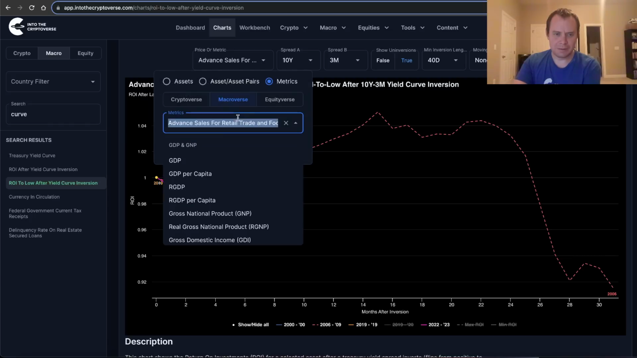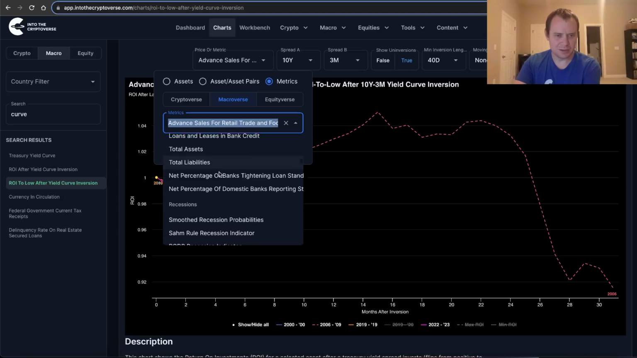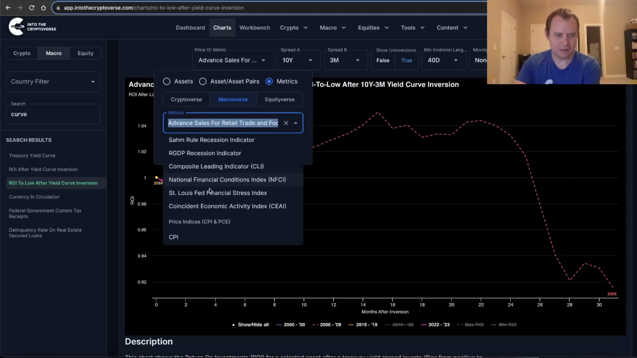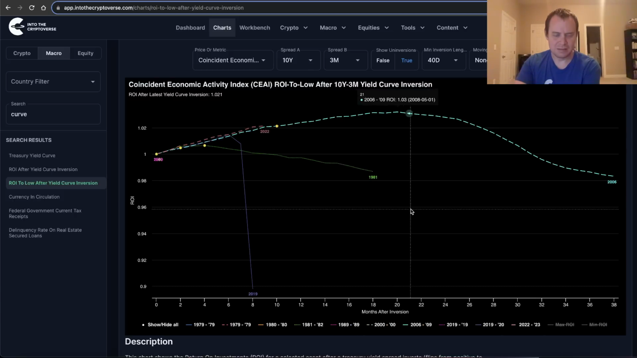We could maybe look at a couple others. We have been going for a little while now, so I don't want to go too much longer because I imagine you probably want to go do something else. Let's look at the Coincident Economic Activity Index and compare that to prior cycles.